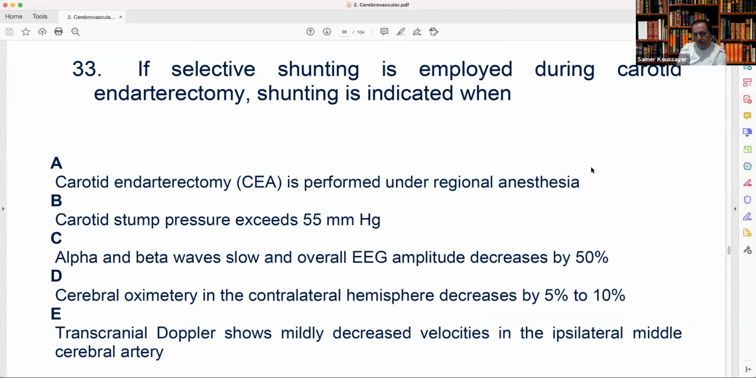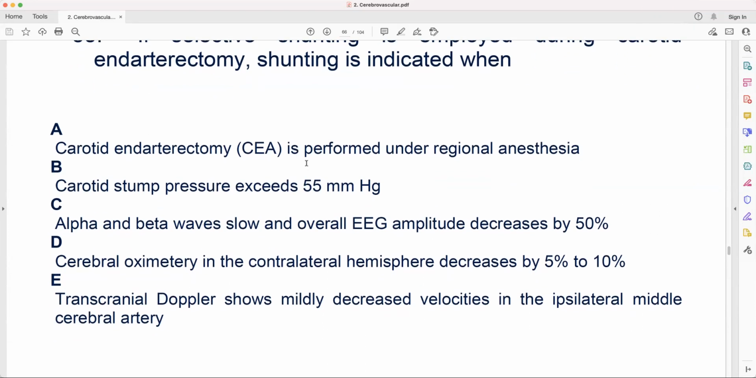Even if you go to the guideline, they said shunting is up to the surgeon's preference, whether you want to do selective or non-shunting, but whatever you do, you have to do it within a criteria. So if you decide to do selective shunting, then you have to follow criteria for when to shunt. And this was the question. If you decide to do selective shunting, when to shunt? Let's go one by one.